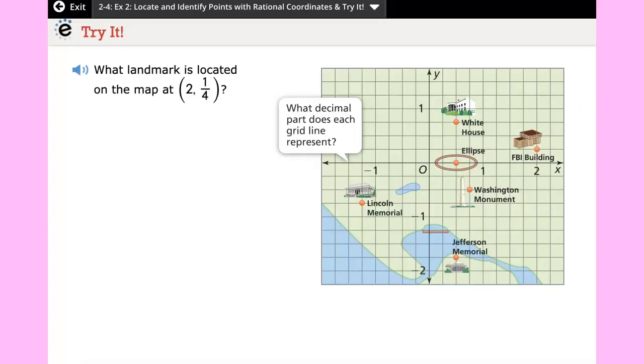Example 3, let's try this one. Okay, so the landmark is located on the map at 2 and 1/4. So what is that? Where is it located? Where is 2 and 1/4? If you said that it is the FBI building, then you're correct.